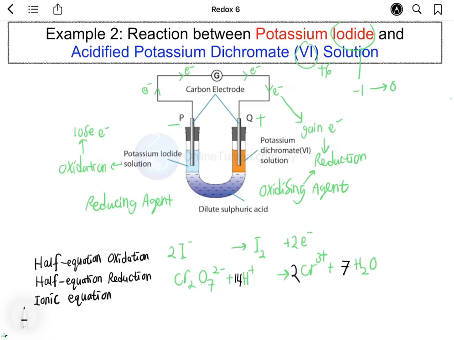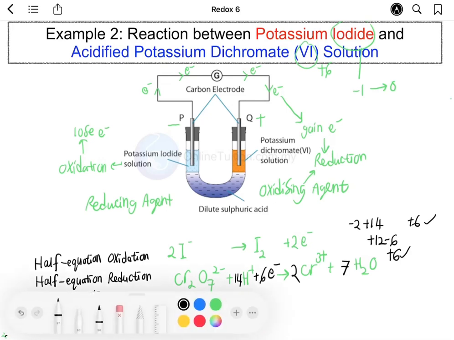Next, we need to balance the charge by adding electron, and since this is a reduction process, reduction occurs by gaining electron, so the electron is written on the reactant side. So on the reactant side, dichromate is minus 2. There are 14 H plus ion, so that is plus 14. The net is plus 12. While in the product, there are 2 chromium, so 2 times 3 is plus 6. So because of that, we need to add 6 electron, becoming minus 6, so that the net charge becomes plus 6 also, and balanced.